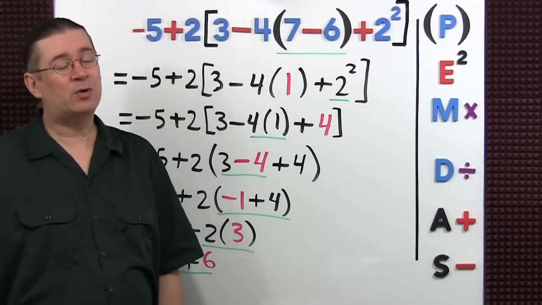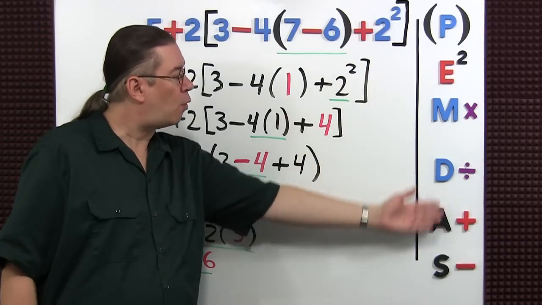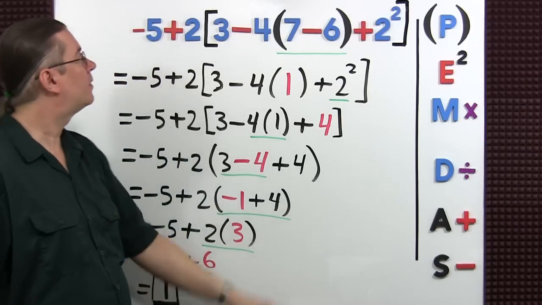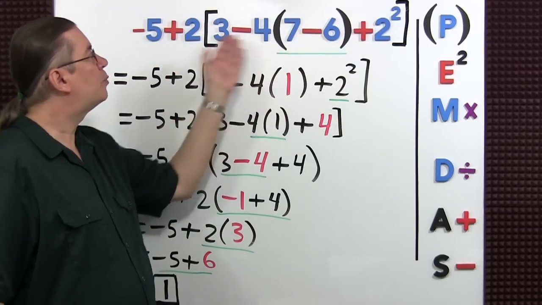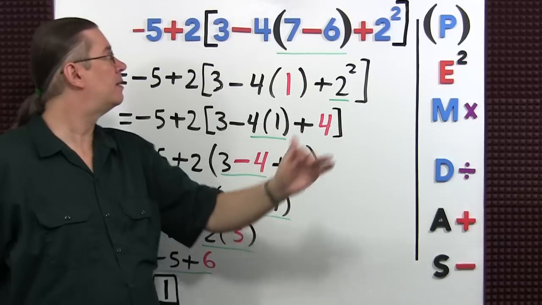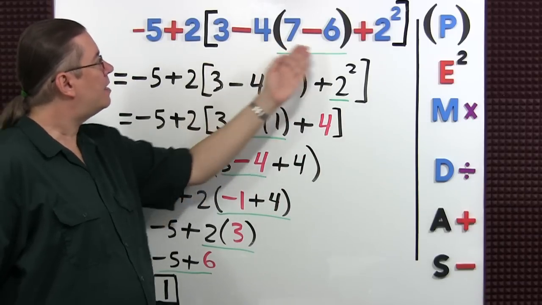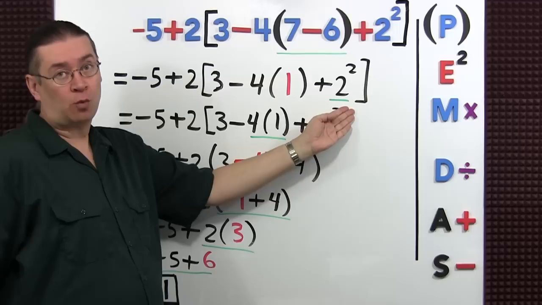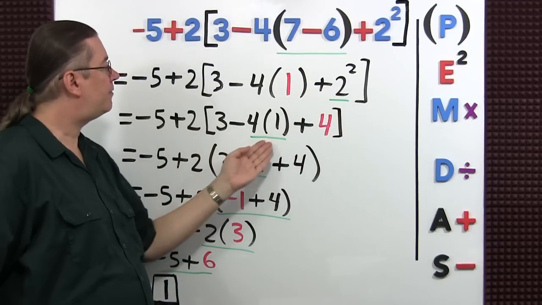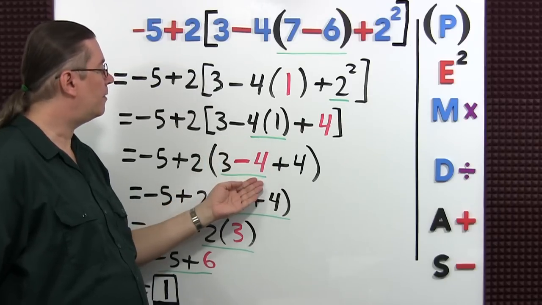This next example is more complicated, but don't let it intimidate you. As long as you follow your steps for order of operations and go step by step, you'll get the right answer. Here we have grouping symbols within grouping symbols. So do what's within the innermost set of grouping symbols first. 7 minus 6 is 1. Within here, you need to square the 2 next. And you get 4. Inside here, you have to now multiply. Negative 4 times 1, you get negative 4.